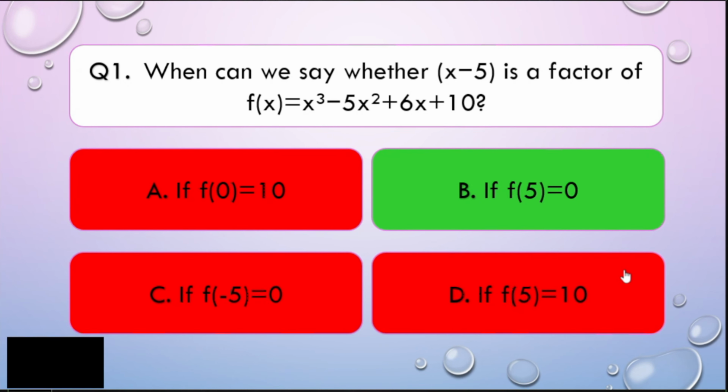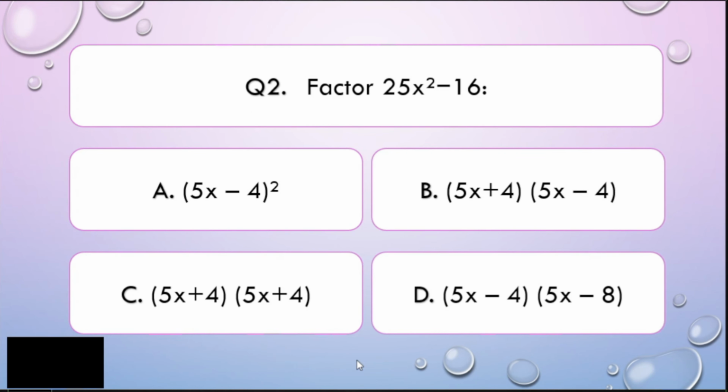Now let us go to question number 2. Factor 25x squared minus 16. Is it A, the quantity 5x minus 4 squared? B, the quantity 5x plus 4 times the quantity 5x minus 4. C, the quantity 5x plus 4 times the quantity 5x plus 4. Or letter D, the quantity 5x minus 4 times the quantity 5x minus 8. I'll give you 5 seconds to think about your answer.